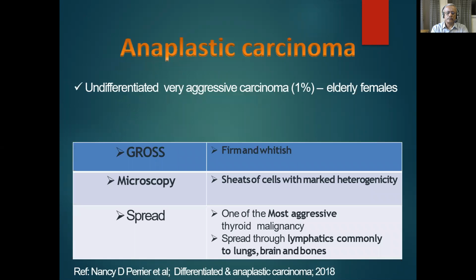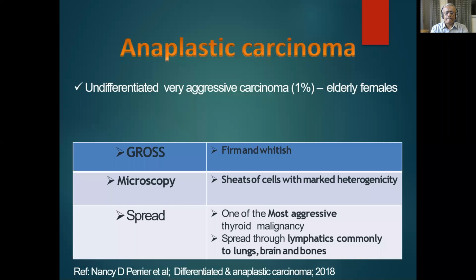So anaplastic carcinomas are undifferentiated, very aggressive carcinomas that are typically seen mostly in elderly females. It is grossly firm and whitish, and microscopically sheets of cells will be there, and heterogeneity is the marked feature. It is one of the most aggressive thyroid malignancies that spread through lymphatics, and secondary metastasis can be seen in lungs, brain, and bone. Local spread is characteristic of anaplastic tumors. Very infiltrative, and as I said, local spread is very common.